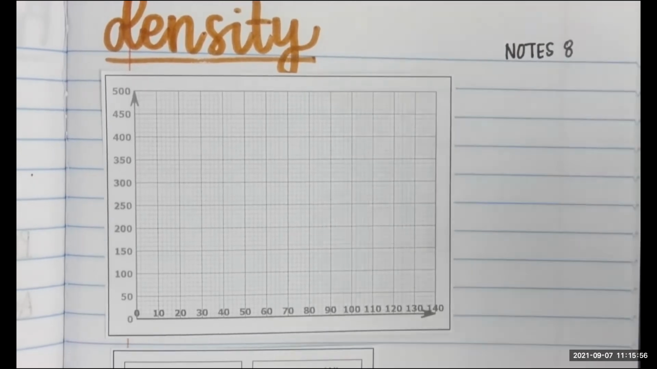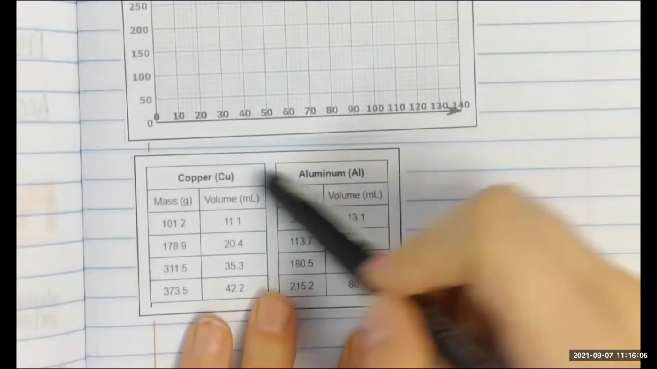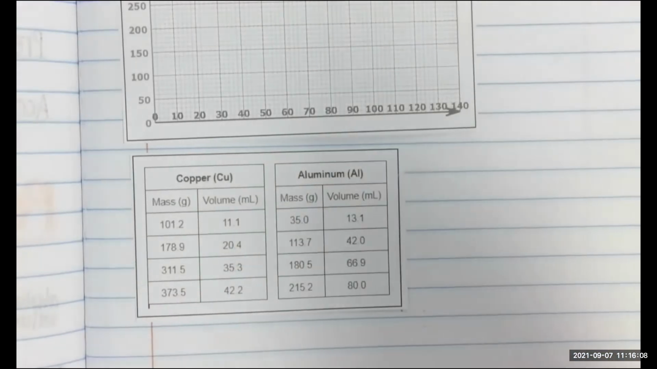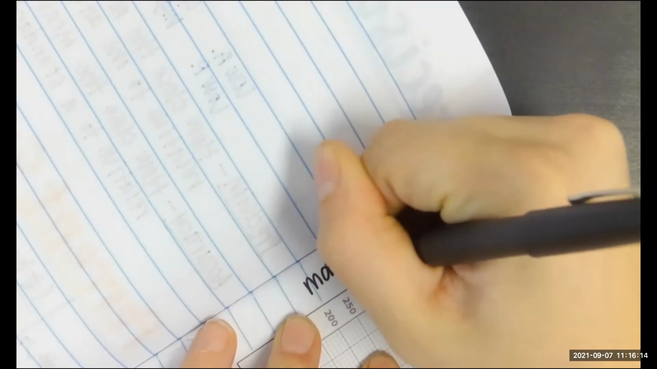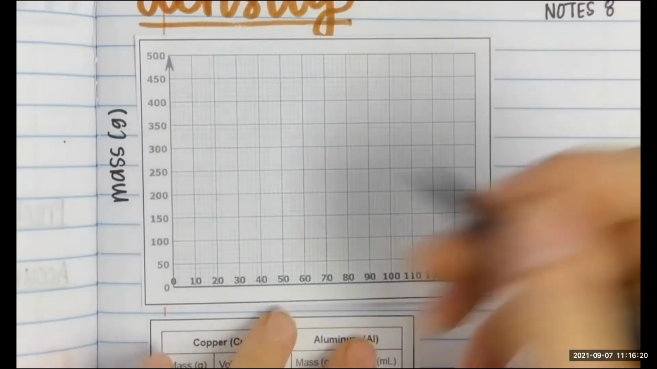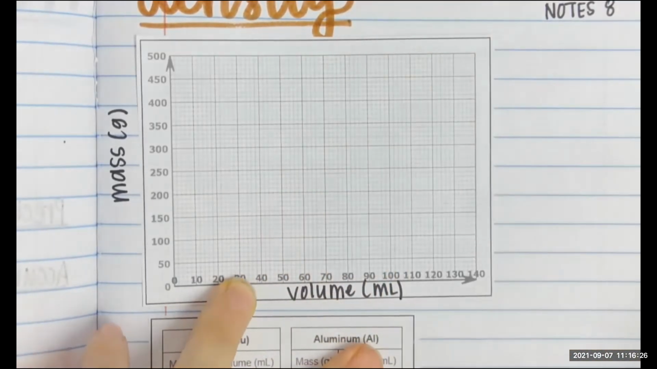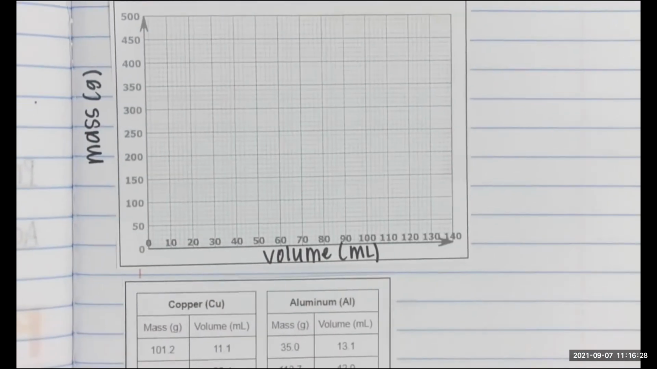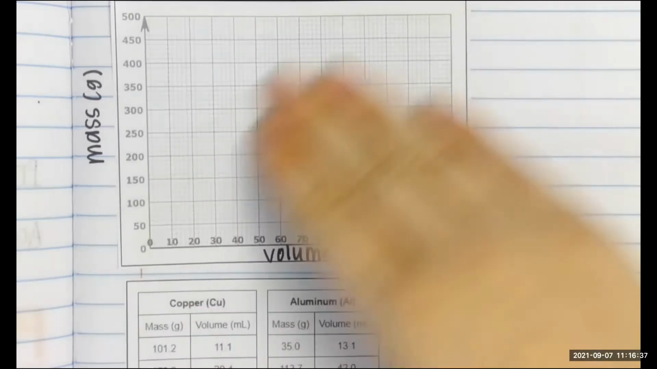What we're looking at here is we have 2 different pieces of metal. We've got copper and aluminum. And I want you to graph the data points here. We've got mass and volume for each, putting mass along the y-axis. The mass is in grams, and then put the volume in milliliters over here. So pause the video, give yourself maybe 5 minutes to get all of these graphed.